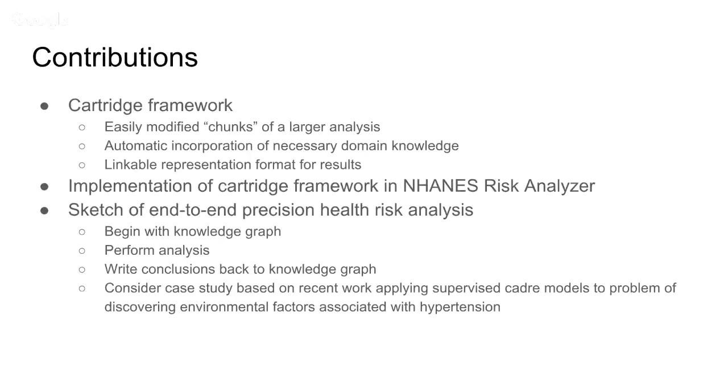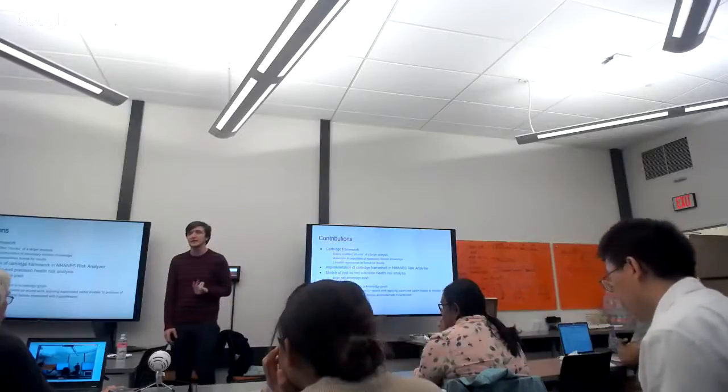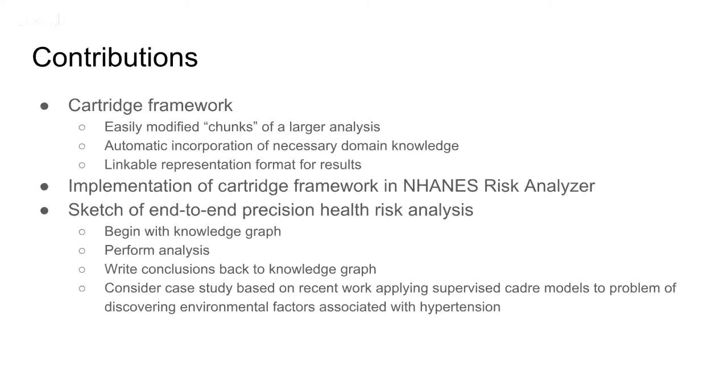So what am I going to talk about? I have this whole cartridge framework, and the advantage is that a given cartridge is an easily modifiable chunk of a larger analysis, and if you do your cartridges correctly, you can automatically incorporate necessary aspects of the knowledge. That way, you don't need to be an expert in, say, breast cancer. You just load the breast cancer cartridge, and that handles some of the more subtle functions for you. And when you use a cartridge, you have a linkable representation format for results. You want to export your results or publish them in some useful way, and a useful way of doing that is via linked data. So when you have a cartridge, you can make that linked, which is nice.